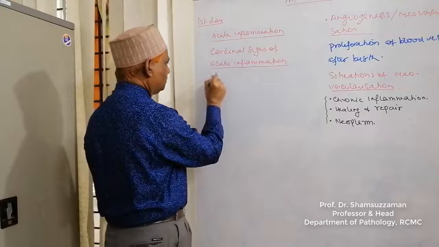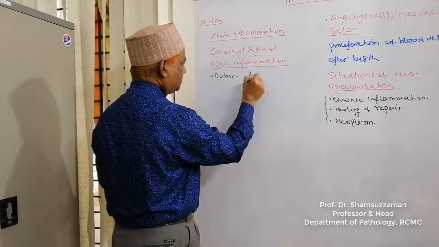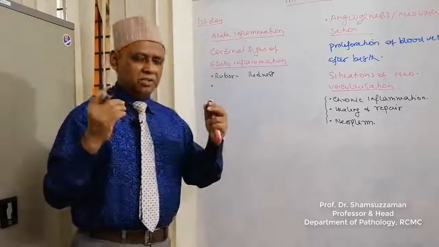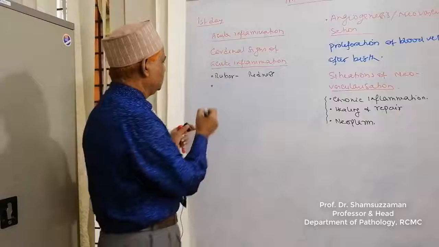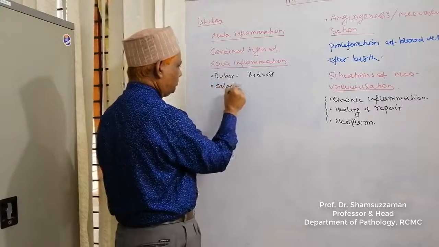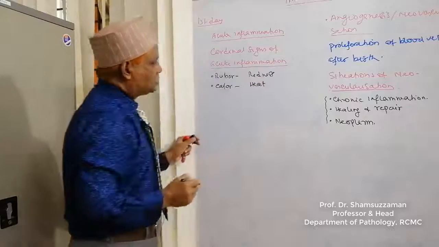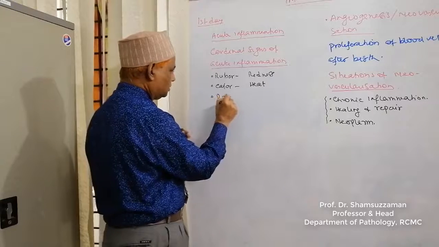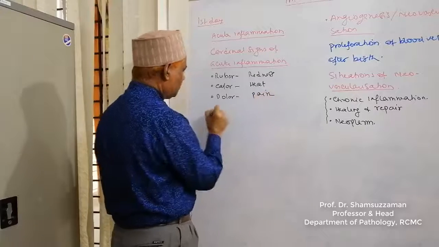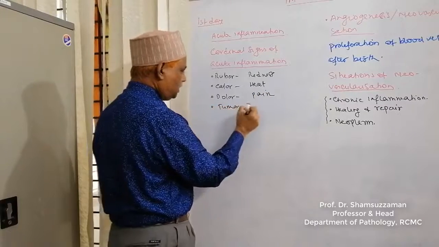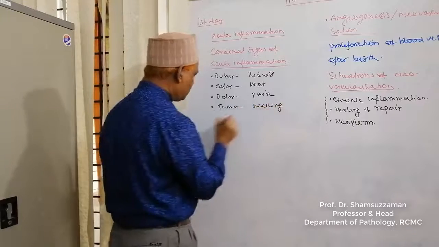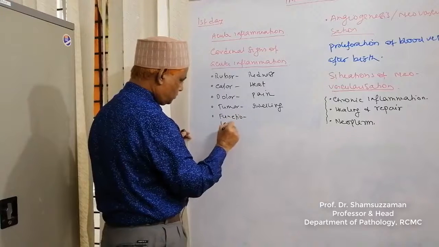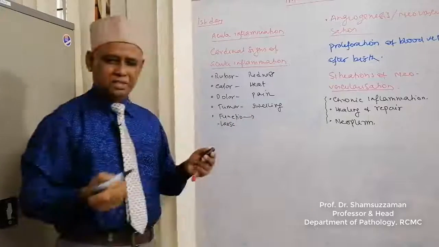Number 1, rubor. It means redness. At the site of acute inflammation, the tissue or the organ becomes red. Then calor means heat. At the site of acute inflammation, the tissue will be hot, warm. Dolor, it means pain. Tumor, it means swelling. And functio laesa, it means loss of function or restricted function.